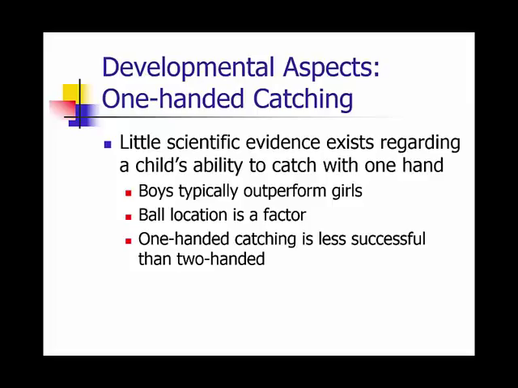So there's little scientific evidence and research that's been done regarding the ability to catch with one hand. We previously looked at two-handed catch. The few studies that are out there tell us that boys typically outperform girls at all ages. The ball location is a factor, whether it's coming from high or low, and that one-handed catching is less successful than two-handed catching. So the kind of research that really doesn't surprise you, and I'm not sure how much that is useful to us.